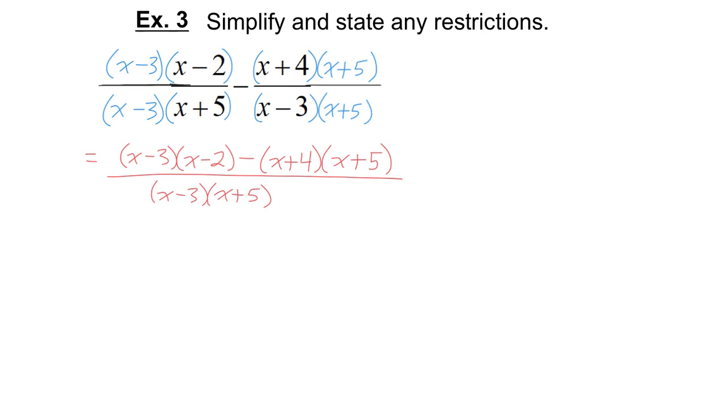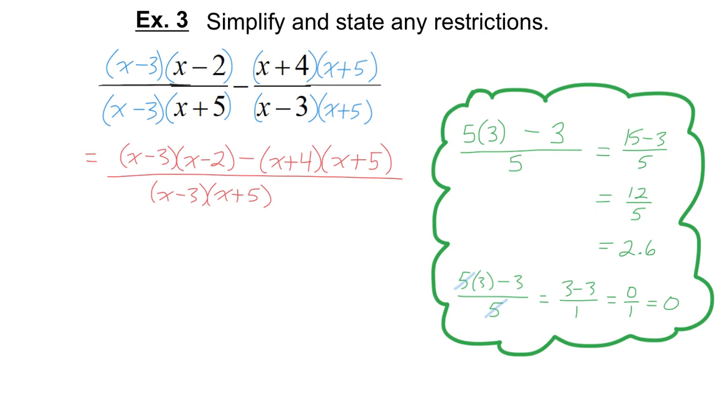Now what you don't want to do is to start canceling at this point. You might think, oh, x plus 5 here cancels with this x plus 5. This x minus 3 cancels with this x minus 3. But you can't do that. Here's an example of why.